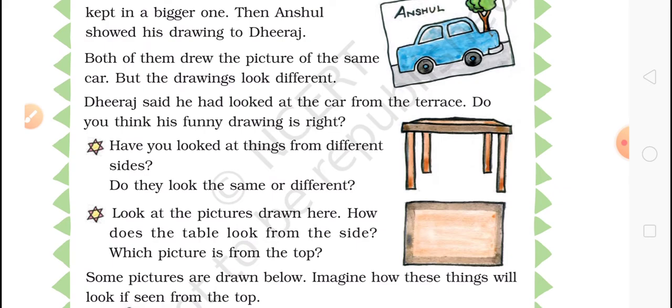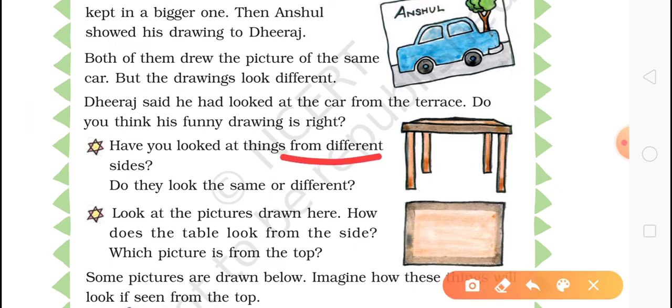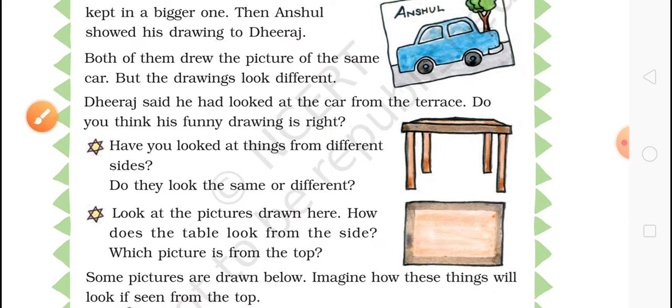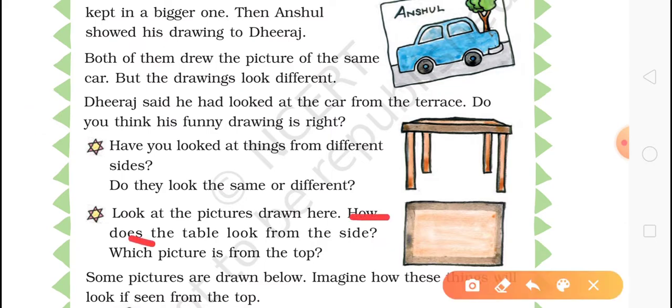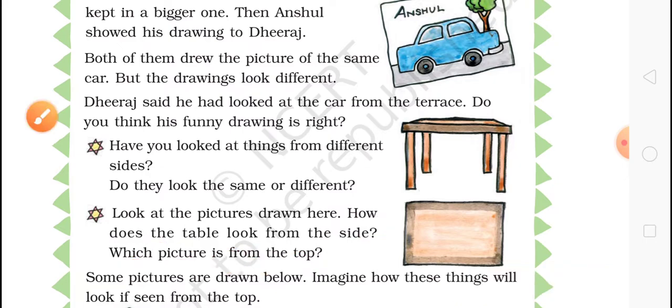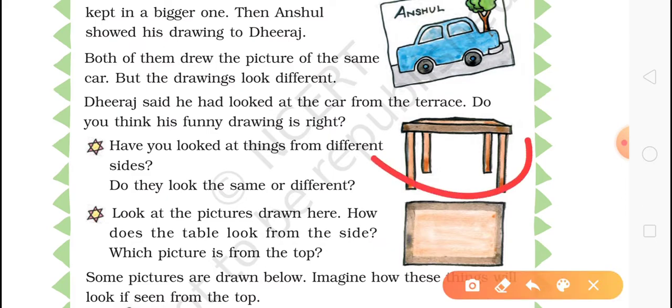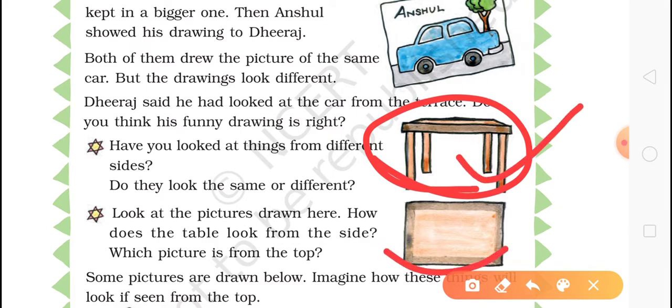Have you looked at things from different sides? Do they look the same or different? Look at the picture drawn here. How does the table look from the side? Which picture is from the top? Now, as you can see, this is the table. If you see the table from the side, it will look like this. And if you see the top view of the table, it will look exactly like this.